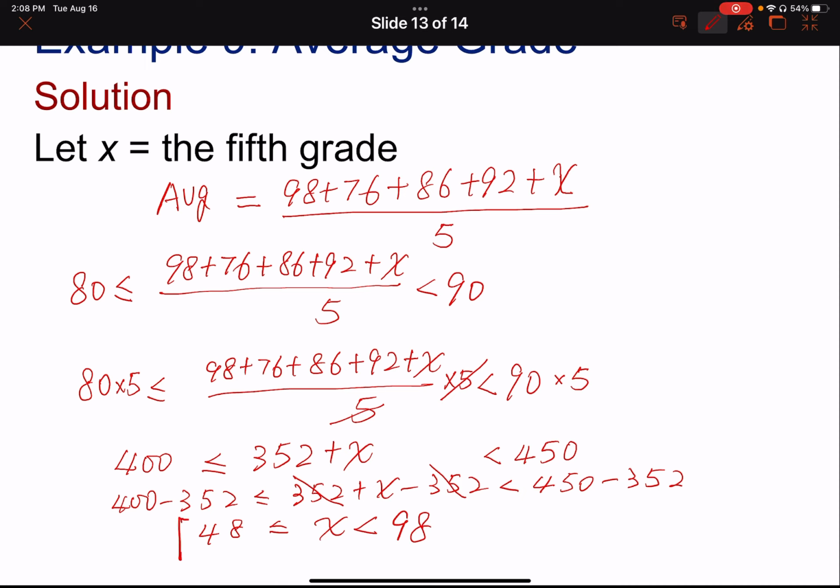So if the student makes a minimum of 48 but no more than 98, the student is going to get a B. If the student makes 98 or more, the student is going to get an A. So that's the solution. Okay. All right.